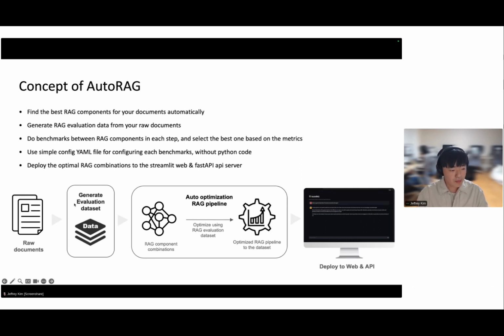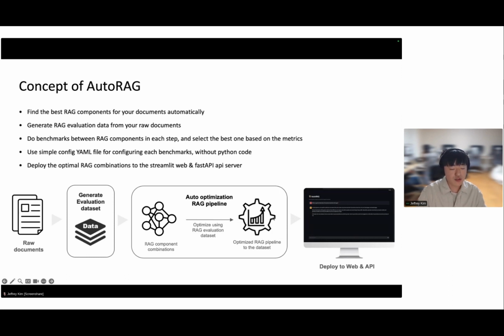So for using AutoRAG, you have to prepare your raw documents, right? And AutoRAG generates a RAG evaluation dataset from your raw documents. And there are so many RAG component combinations, right? AutoRAG auto-optimizes the RAG pipeline and gets the optimized RAG pipeline for the dataset.